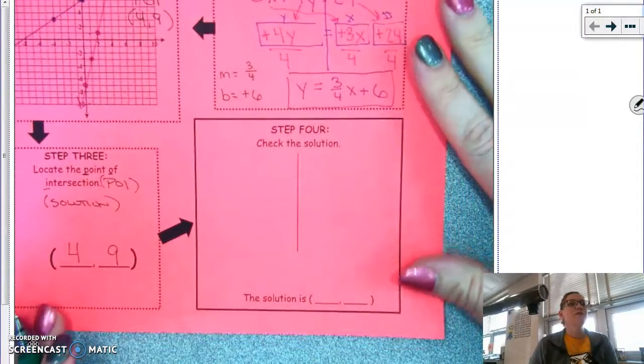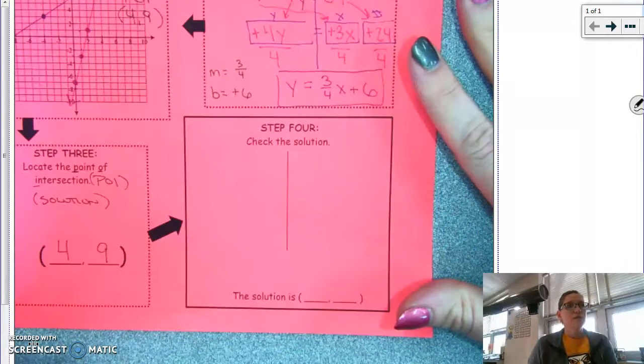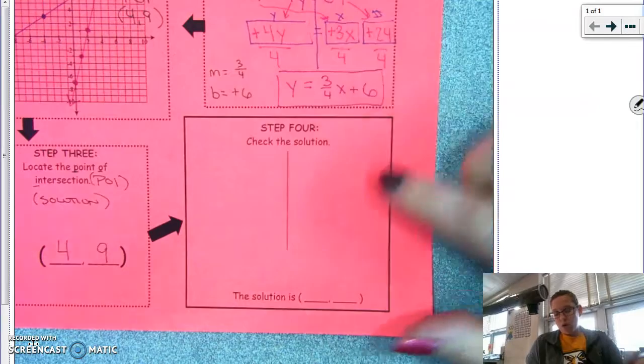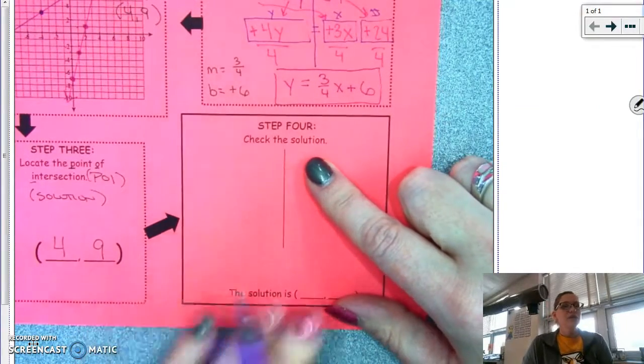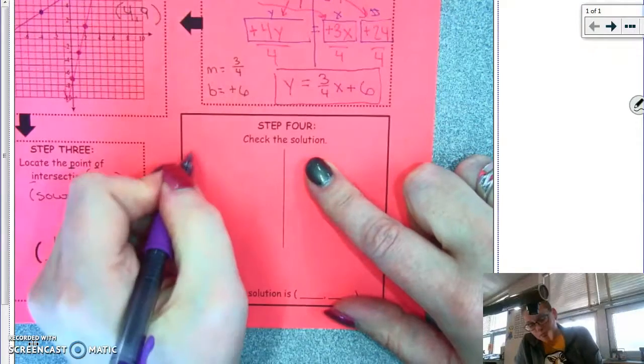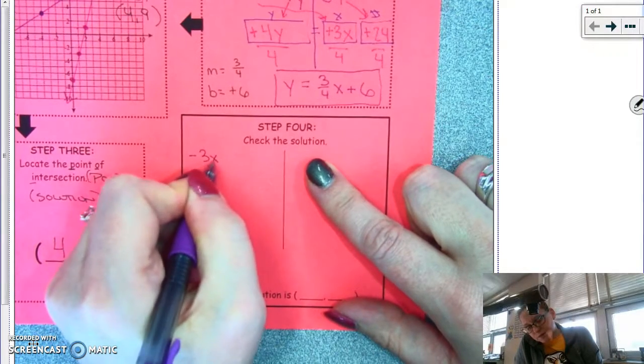Now this fourth step is a step that you could use to double check to make sure that your answers are correct. This does take a little bit of time, but it's definitely worth it if you want to make sure you get the right answer. So I'm going to write that first equation first.